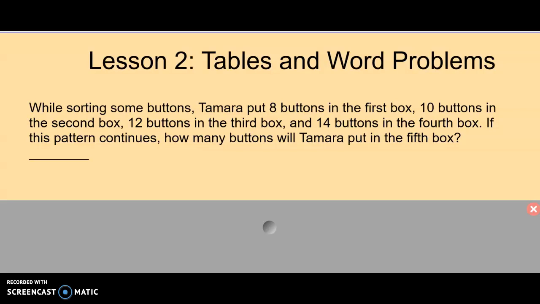Hey guys, so we're at lesson 2, and I'm not sure when you're doing these, but it could possibly be Wednesday, April 15th. So I don't know. It could be a couple days after that, but we'll see.